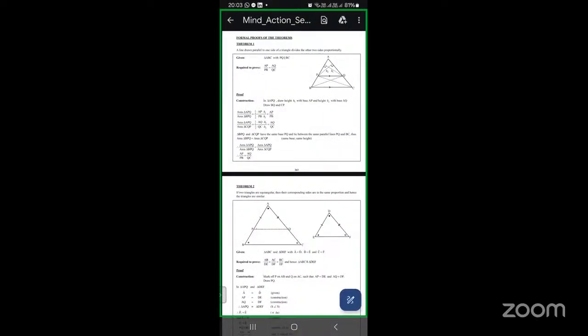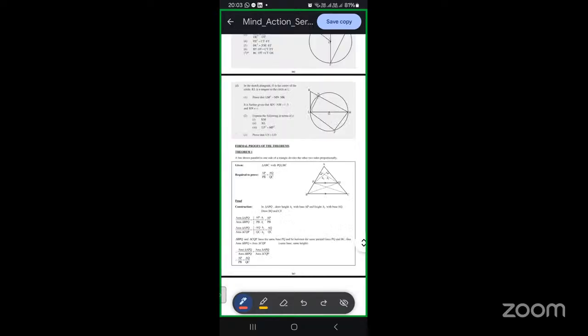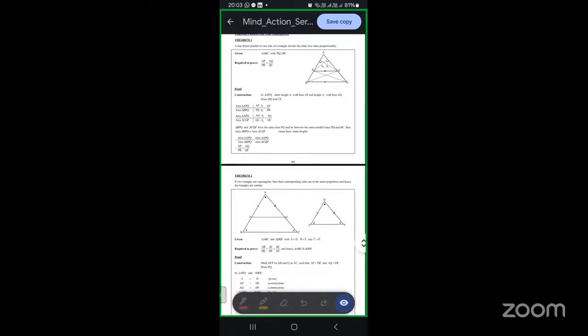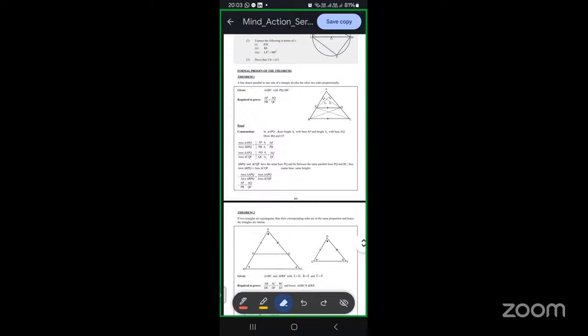In tonight's lesson, guys, we will be doing these two proofs here, theorem 1 and theorem 2. We know that theorem 1 was the proportionality theorem. And then we'll also be looking at this proof for theorem 2 here. So let me just go to theorem 1 without wasting time.